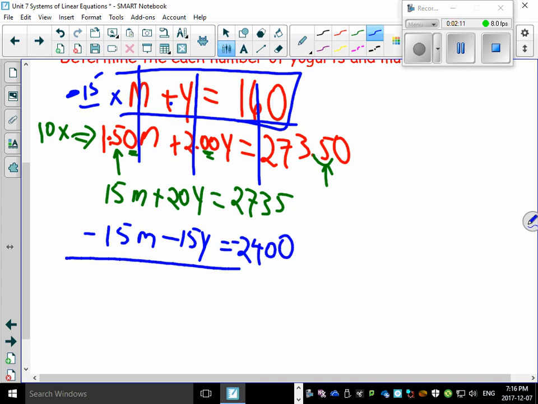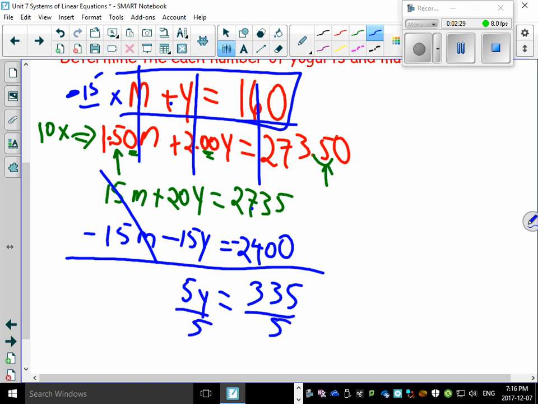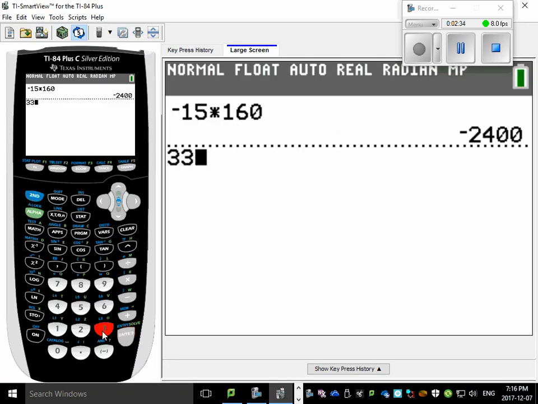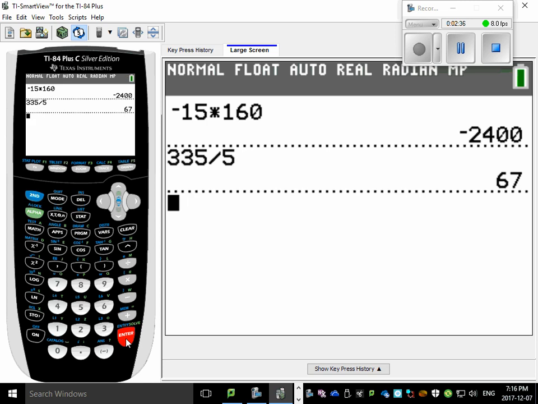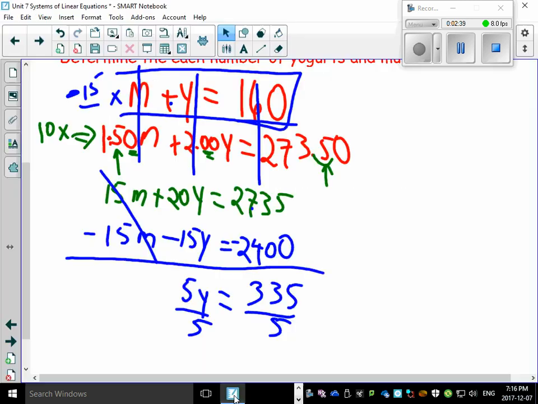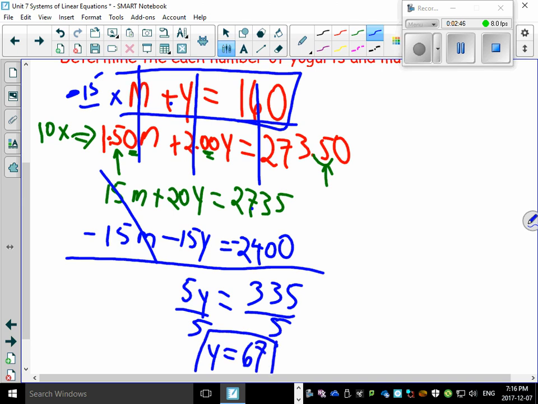And now all I have to do is add them together, canceling that, giving me 5y equals, I guess I can cancel this out. That's 5, that's 3, 4 from 7 is 3, the 2's cancel out, gives me 335. Divide by 5, divide by 5, 335 divided by 5 works out to be 67. So y, which is yogurts, is 67 yogurts. That's what it worked out to be.